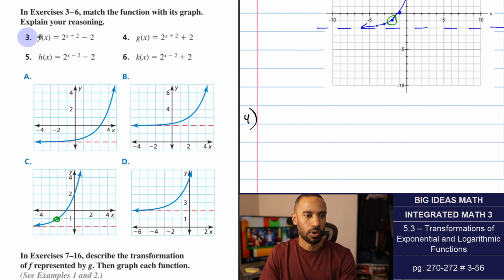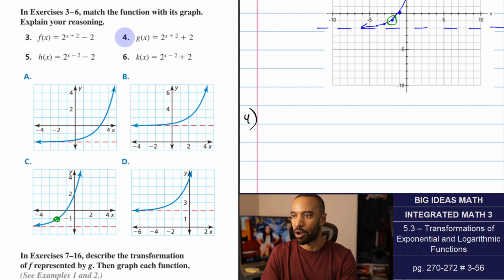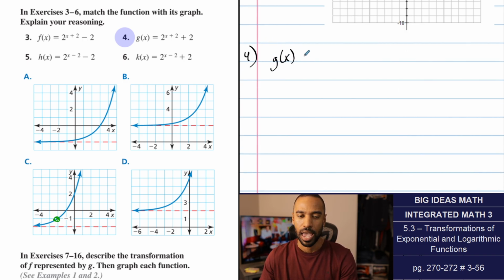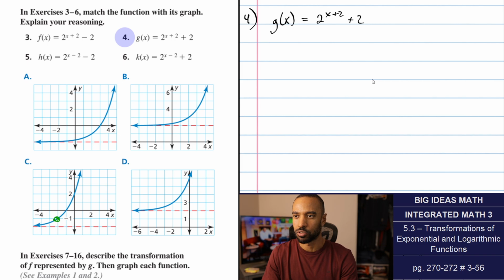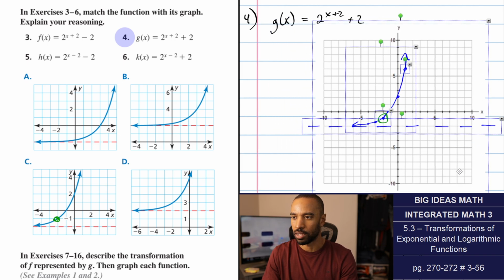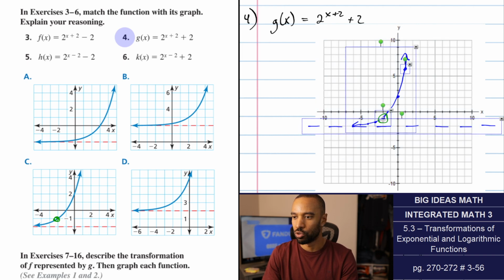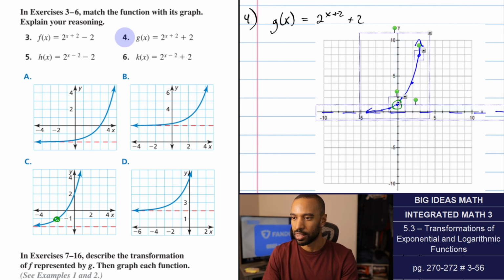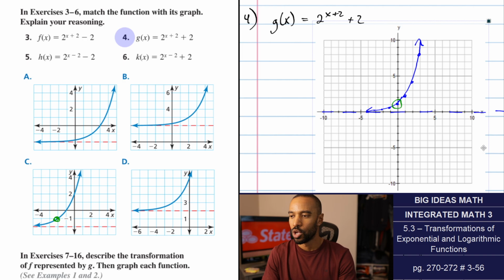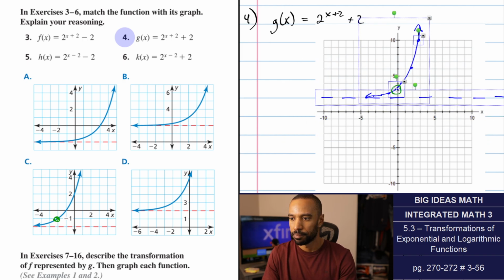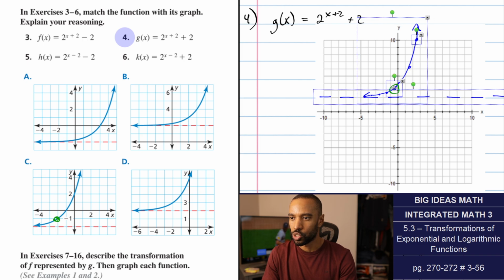G of x equals 2 to the x plus 2 power plus 2. By the way, my explanations are in my words, and it has to do with h and k, how we're translating. So I'm going to copy and paste that other graph. I know it's going to be a little off from what I eventually want here, so let's move it. So we started at this area right here for 2 to the x power. We're going to translate this thing 2 units up, and then the plus 2 is 2 units to the left.